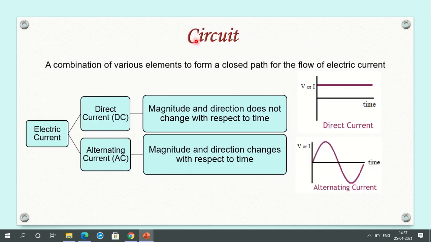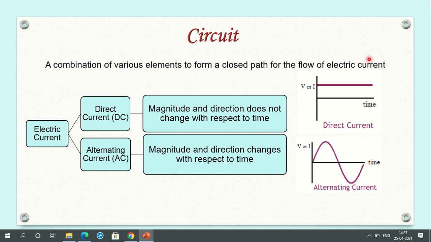Now a circuit. A circuit is a combination of various elements to form a closed path for the flow of electric current. So a circuit is formed by interconnecting various elements and it should be a closed path for electric current to flow. So a circuit is a closed path formed by a number of components for the flow of current.